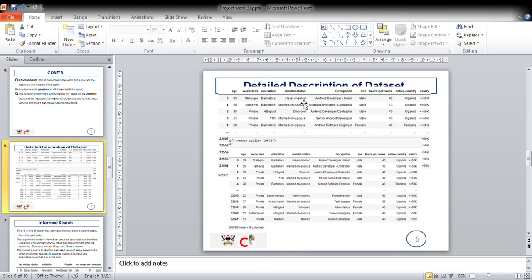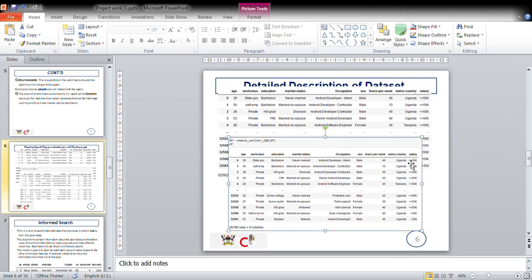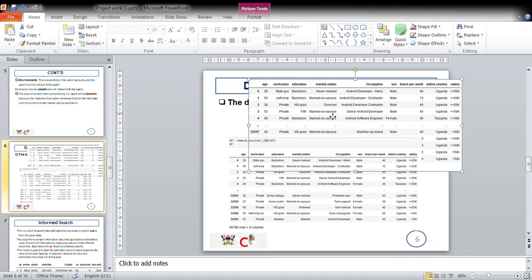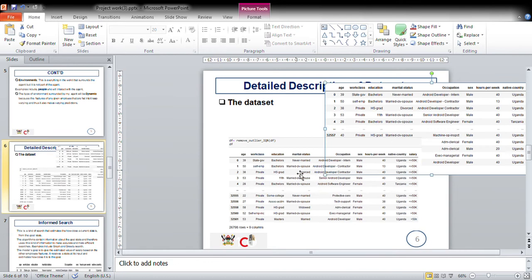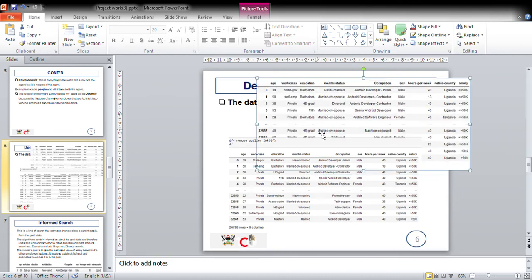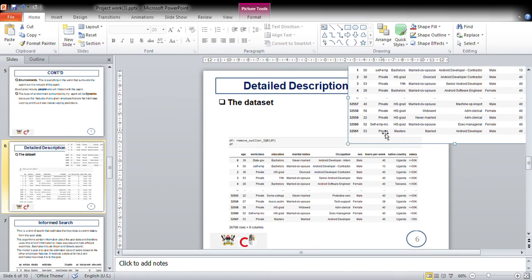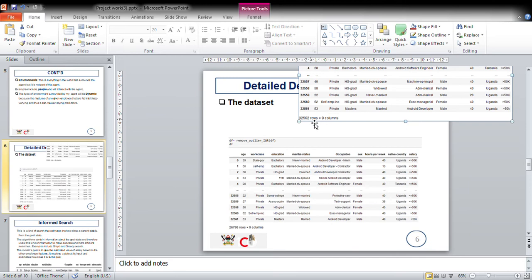Now, the detailed description of my dataset. I went ahead to get my dataset, and when I described it, it provided information on the columns and the rows that are present in the dataset. They are 32,562 rows and 9 columns.